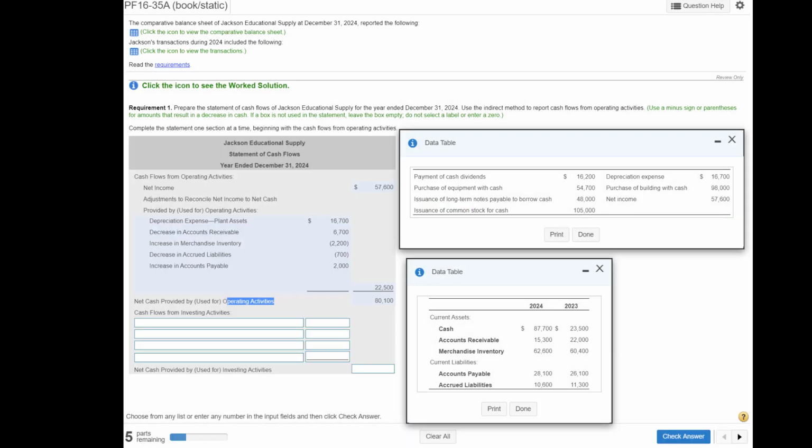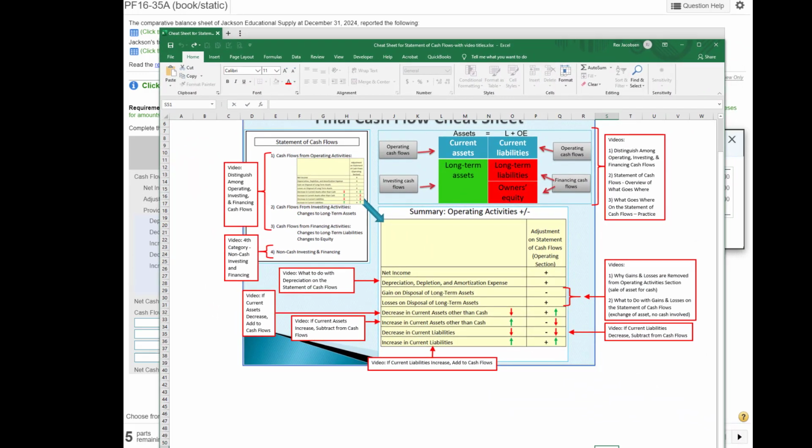Well done. Next, investing activities. What goes in the investing activities section? It is changes to long-term assets. And if you're visual like me, you can use this. Changes in long-term assets go in the investing cash flows.